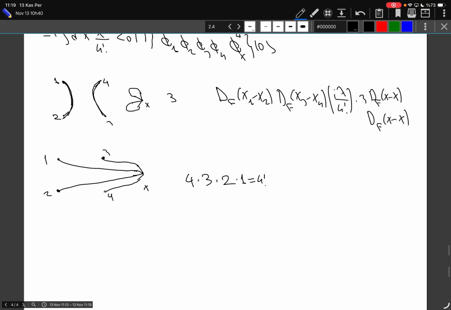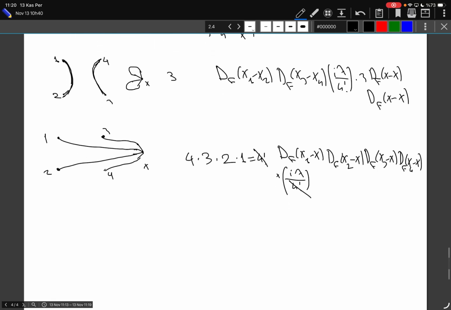Well, this is one other diagram. Here, what do I have? I have df x1 minus x, df x2 minus x, df x3 minus x, and df x4 minus x. I have a factor of i lambda over 4 factorial, which will cancel by this 4 factorial, so I just have i lambda. So this is just another diagram contributing to my process. And there's one more.